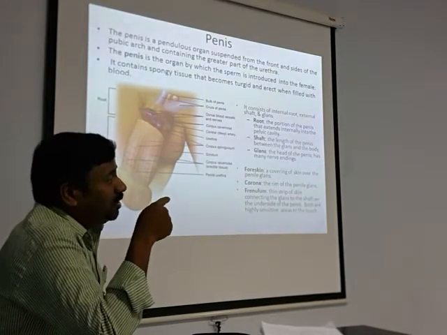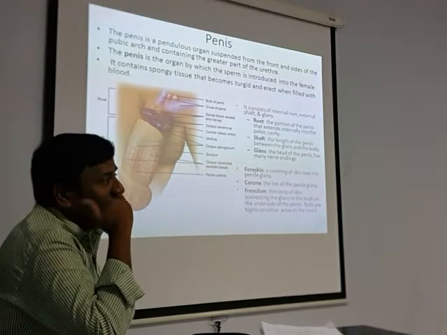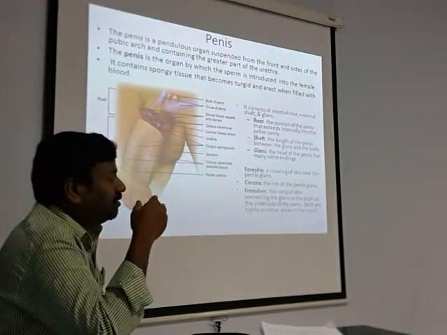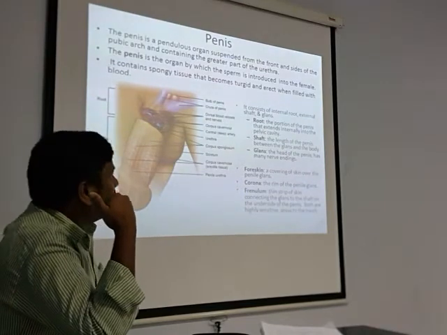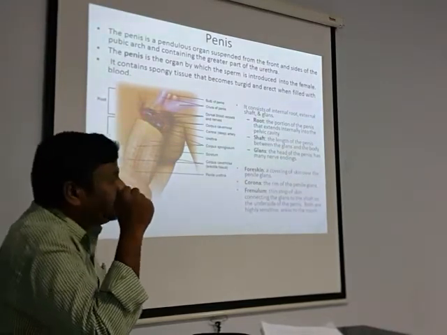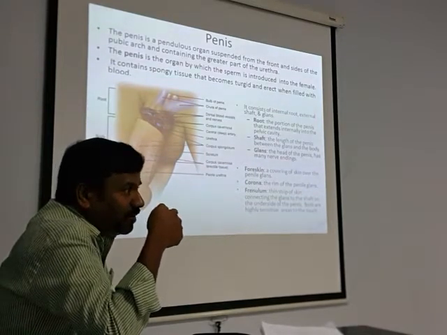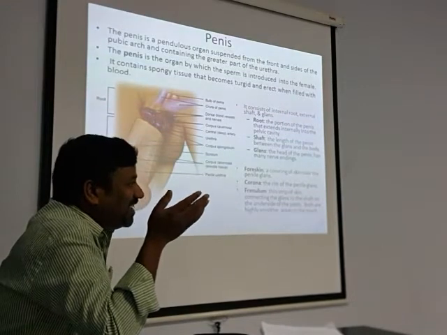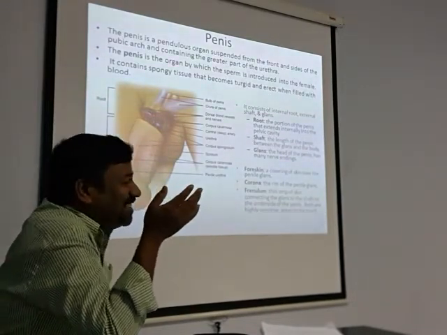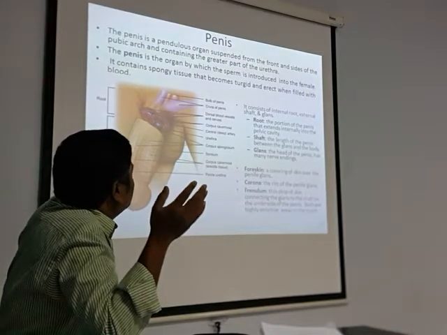The core of this cylindrical structure consists of the urethra, which carries the urine as well as the semen. Clear? So that is about the penis.